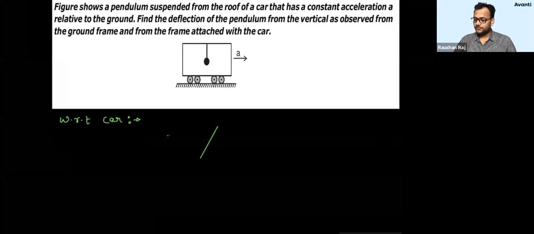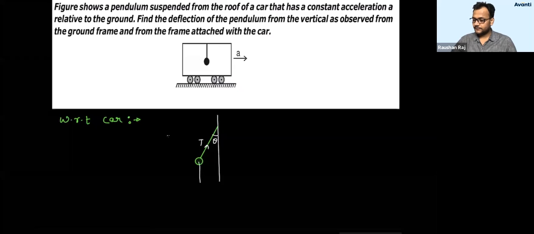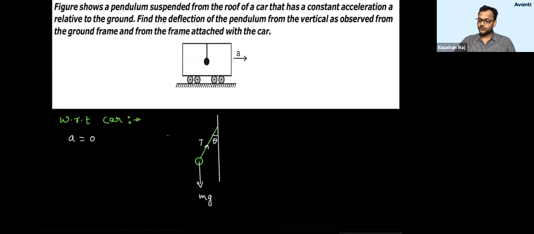You don't have to worry about that. ये हो जाएगा bob, ऐसा कुछ. And then this will be the vertical line. This will be the angle theta. This will be the tension. And there will be one mg force. So these are the forces that were acting already. Now with respect to car, acceleration is 0. Acceleration of the bob is what? 0. So let acceleration of bob is 0.